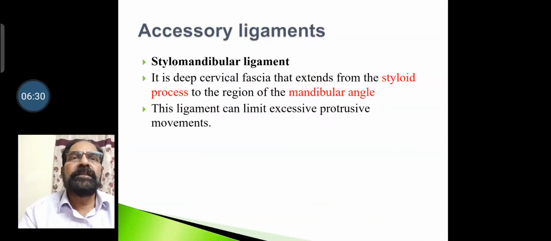Accessory ligaments. Stylomandibular ligament. It is deep cervical fascia that extends from the styloid process to the region of the mandibular angle. This ligament limits excessive protrusion movements.